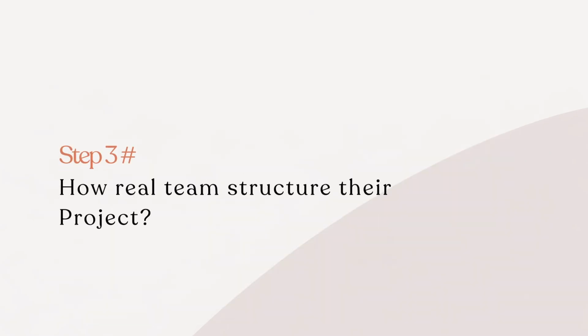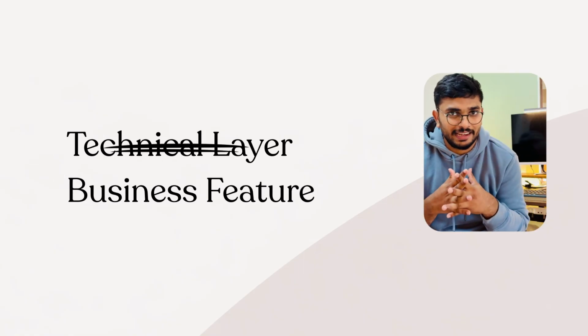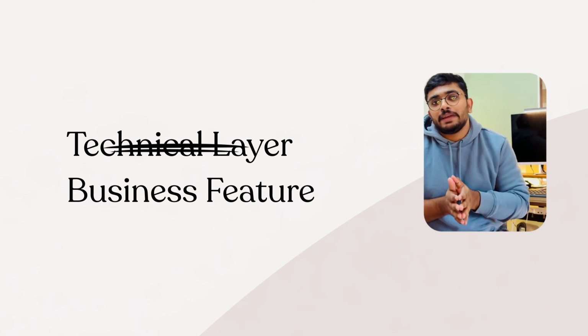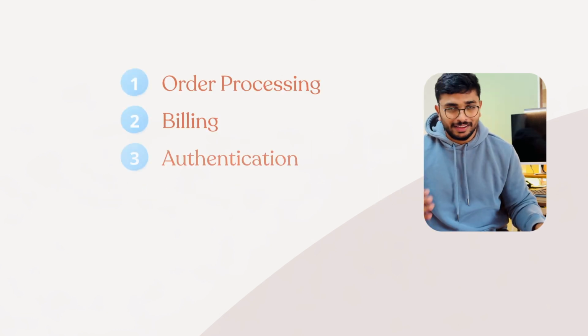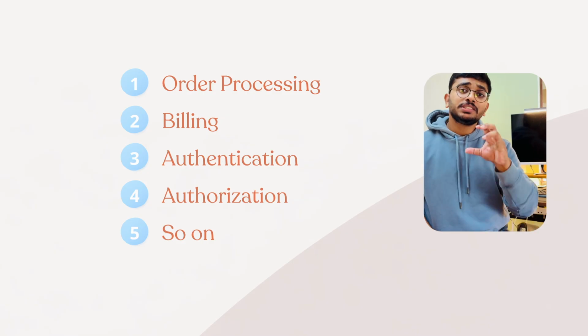Step 3. How real teams think about structure. Real teams think in terms of business features, not just technical layers. They think about user management, order processing, billing, authentication. So instead of organizing only by controller and service, they organize by business features first. This is close to Spring Boot best practices in the real world and backend architecture.